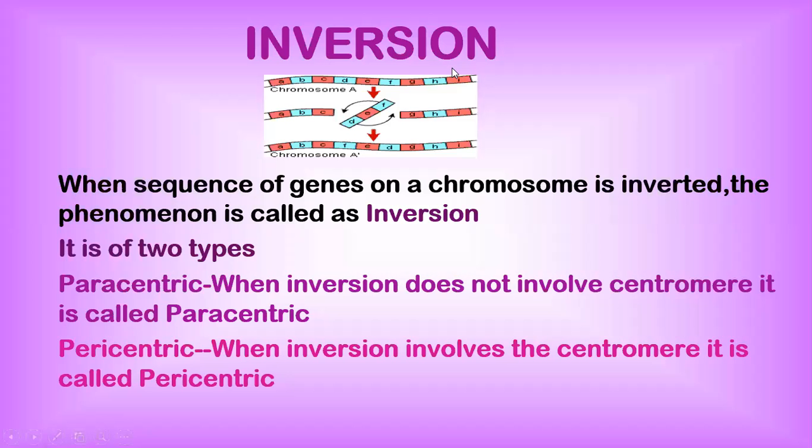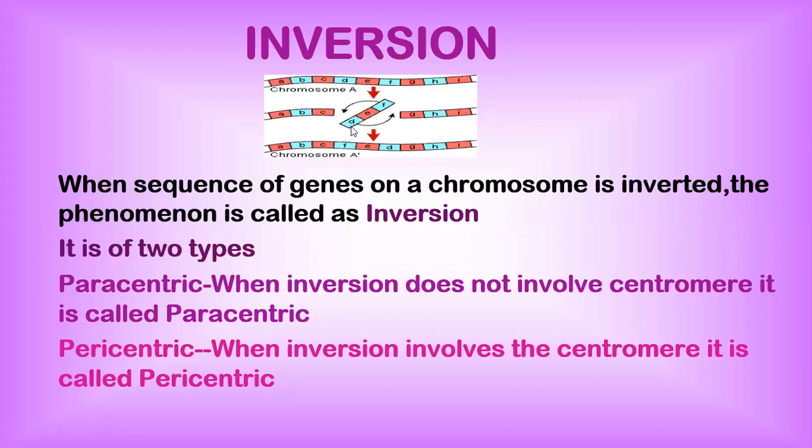Today we are going to learn about the third type of chromosomal aberration, that is inversion. Inversion is when the sequence of genes on a chromosome is inverted. I repeat, when the sequence of genes on a chromosome is inverted, the phenomenon is called inversion.